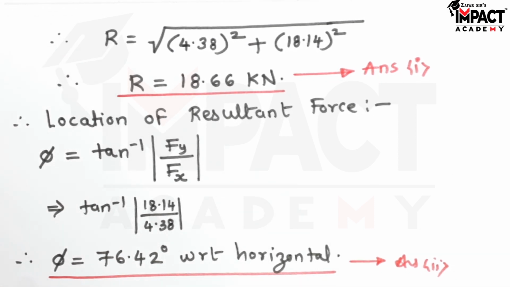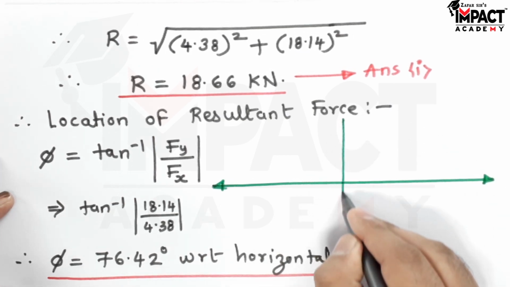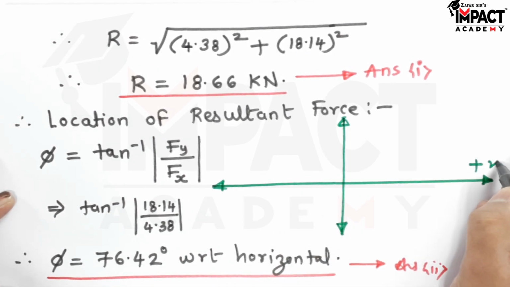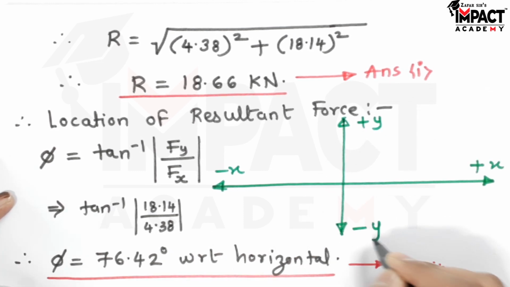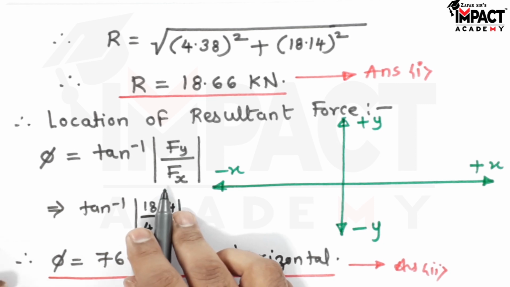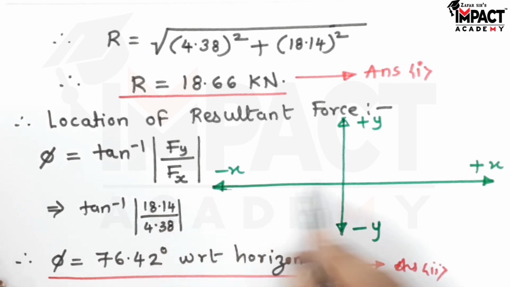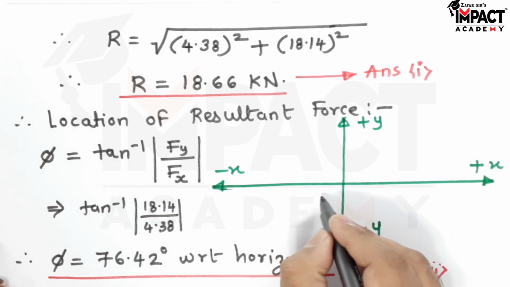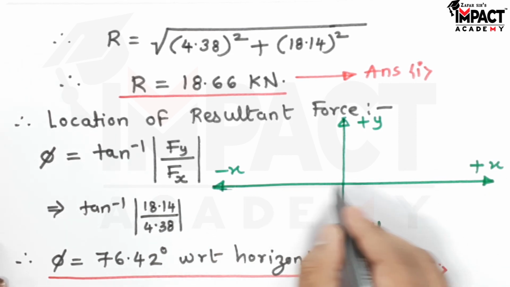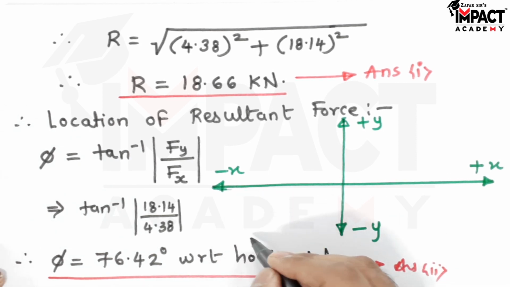Now I would be locating this resultant by drawing an axis system. So here we have positive x-axis, negative x-axis, similarly positive y and negative y. Now the value of Fx came out to be negative, so it is towards this negative side horizontally. Similarly Fy was negative, so it is in this downward direction. It means the resultant would be there in the third quadrant, because Fx and Fy both are negative, and the angle is 76.42 with respect to the horizontal.